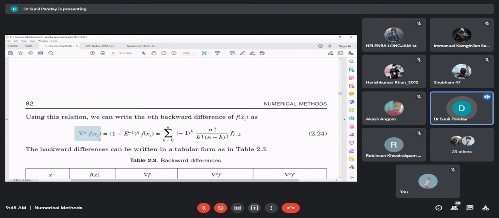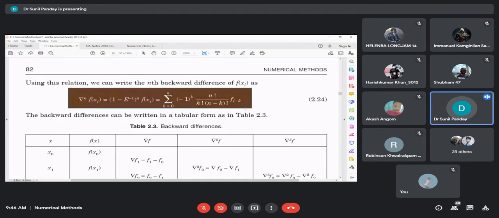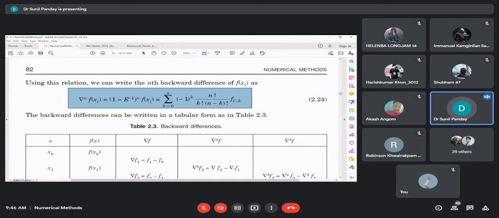And so we can also calculate the nth order divided difference of a function at any point f of xi, like substituting the equivalent of nabla, which is 1 upon 1 minus e raised to power minus 1, raised to power n. Then I again use the binomial expansion and apply this to the right. I will get this kind of expression. So we'll use this one to find the missing value from the table.